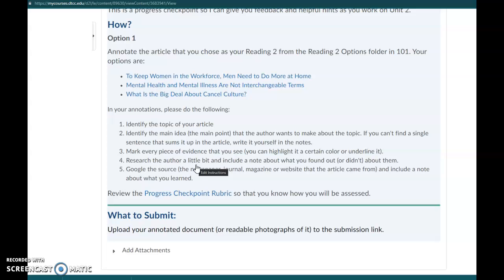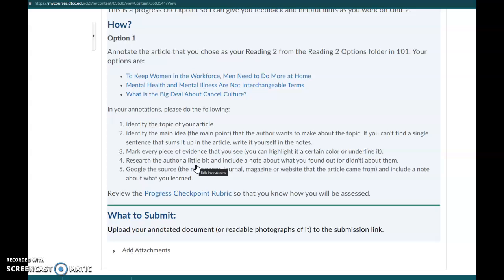And then the last couple things I want you to do are things I suggested already. Research the author a little bit and include a note about what you found or didn't about them. And Google the source, which is the newspaper, the journal, the magazine, the website that the article came from, and then give a little note about what you learned. So if you incorporate those into your annotations, you're going to be going a long way to evaluating this, and you're going to have this ready to go for when we get to Unit 3. One of the advantages of doing this is that when we get to Unit 3, you're going to have a clearer idea of the article itself when you go to summarize and respond to that article. So that's why I want you to do this.